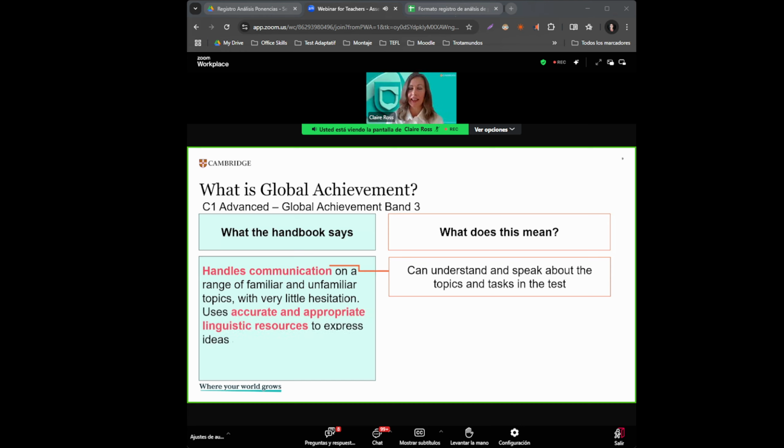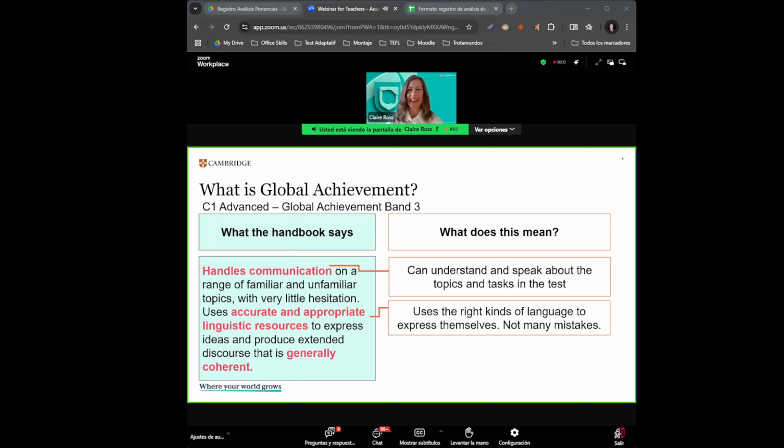Also included under this is using accurate and appropriate linguistic resources. Again, quite technical assessment language there. What does that mean? Well, this is about using the right kinds of language, so grammar and vocabulary that's appropriate for the right topics.